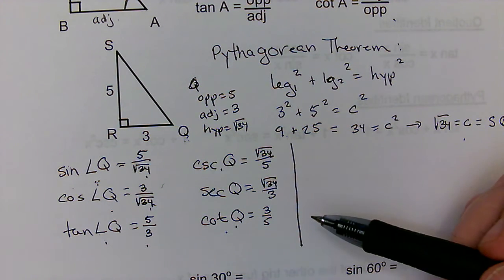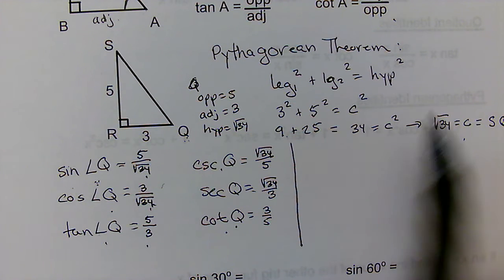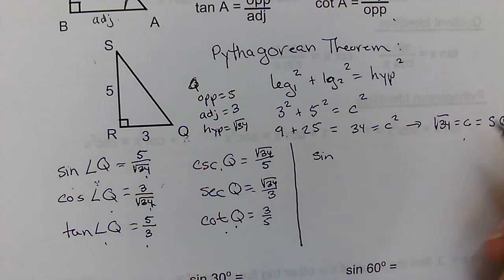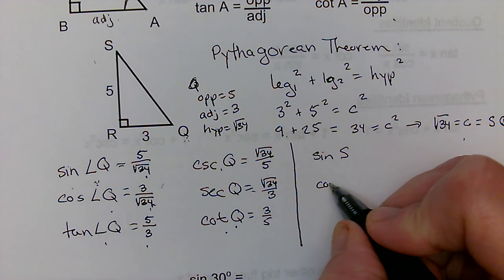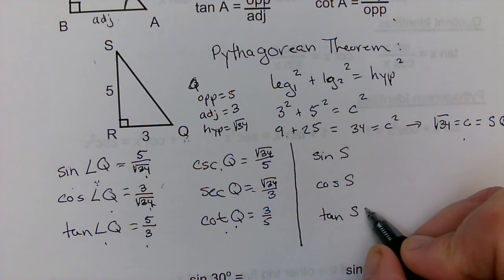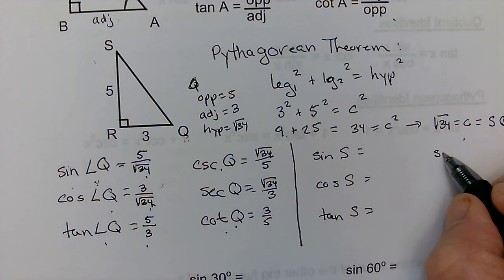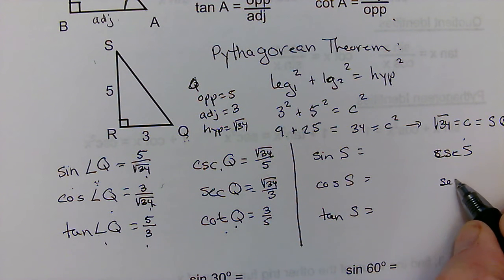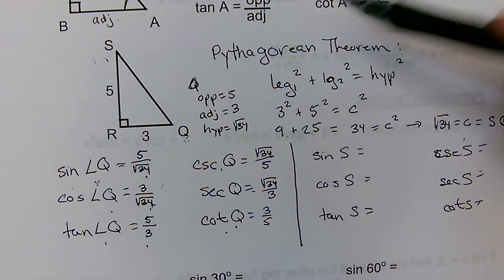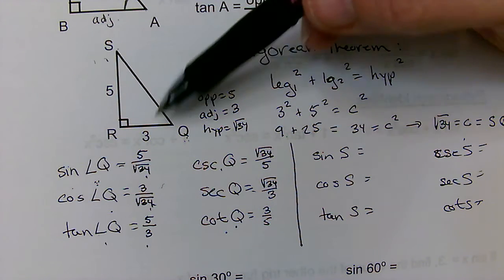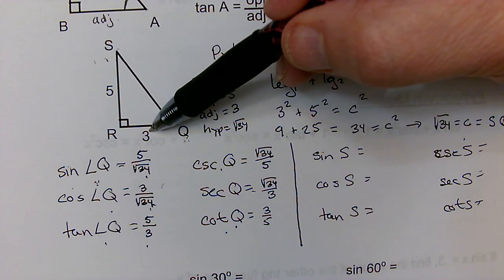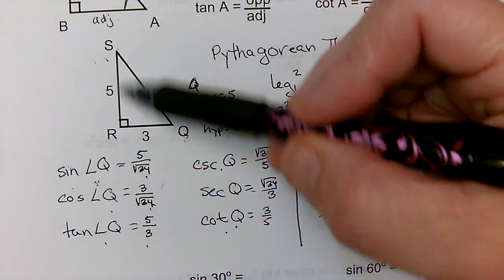However, Q is not the only acute angle in that right triangle. S is also an acute angle in that right triangle. So if I want to find the sine, cosine, and tangent and all the other trig functions of S, then I have to look at the triangle a little differently. Because if you look at angle S, the hypotenuse doesn't change because it's always across from the right angle. But the opposite side from S is 3, and the adjacent side is 5.